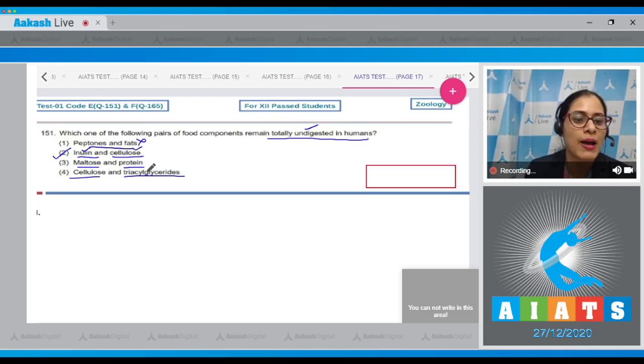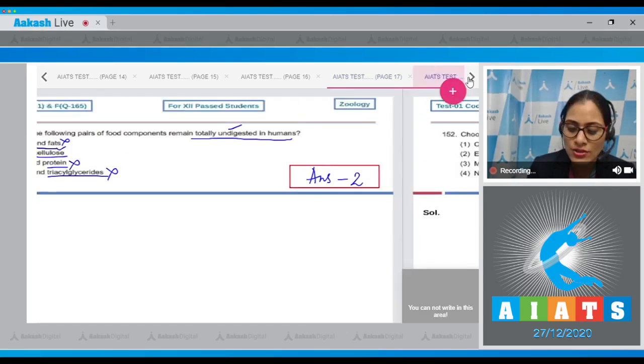The next option, maltose and protein, is incorrect because maltase enzyme splits maltose into glucose. The last option, cellulose and triacylglycerides, is incorrect because lipases act on lipids. So the correct answer to this question is option number 2. Let's move on to the next question.